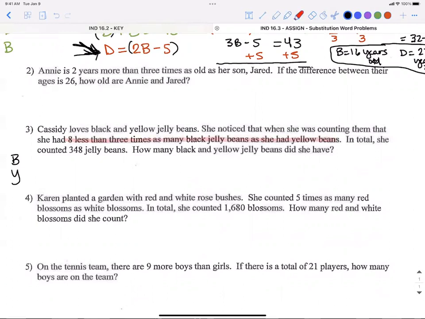So that means she has more blacks, right? Because 8 less is just a little bit of a change, but 3 times as many black as she has yellow. So that tells you that she's going to have more black. So I know that one of my equations is going to be set up B equals, because she has more black than she has anything else, right? And it's 3 times as many black.